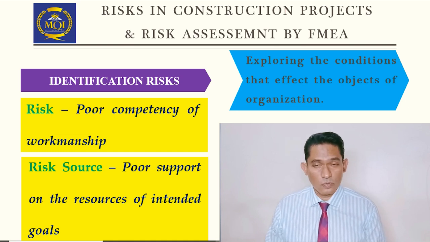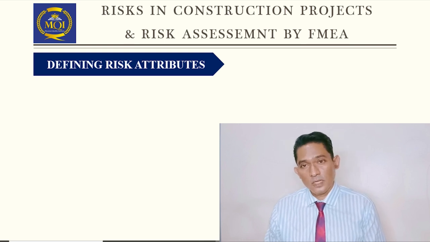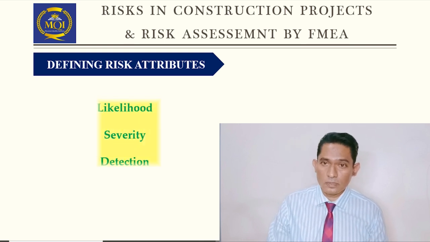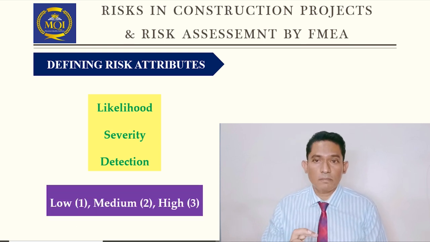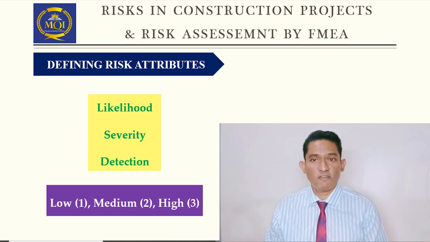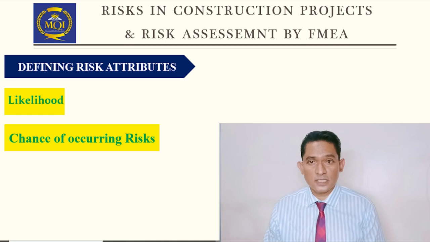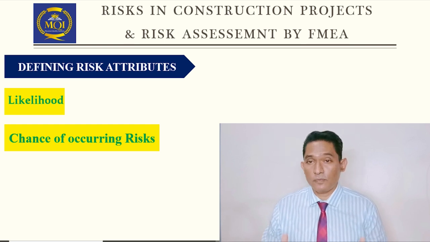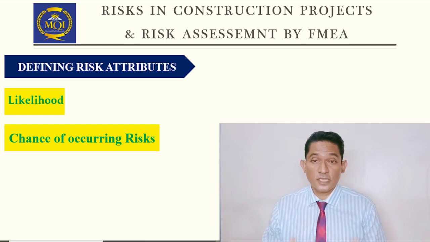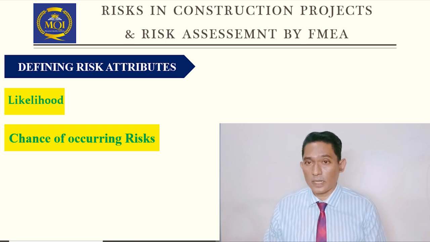In step 2, we have to define the risk attributes. In my research, three risk attributes of likelihood, severity, and detection were used, based on three Likert scales of high, medium, and low. The first one is likelihood. Likelihood means the chance of occurrence of the risk during the construction process. If the chance of occurrence is higher, its likelihood value will be high and represent 3. If the chance of occurrence is lower, the likelihood value becomes low and represents 1.